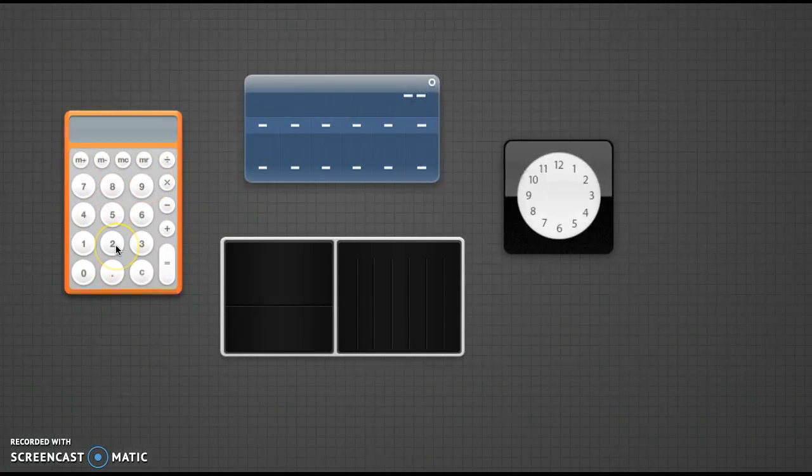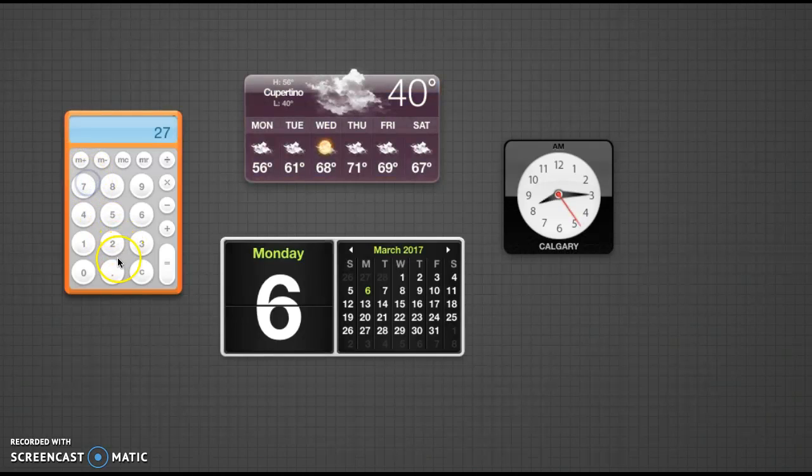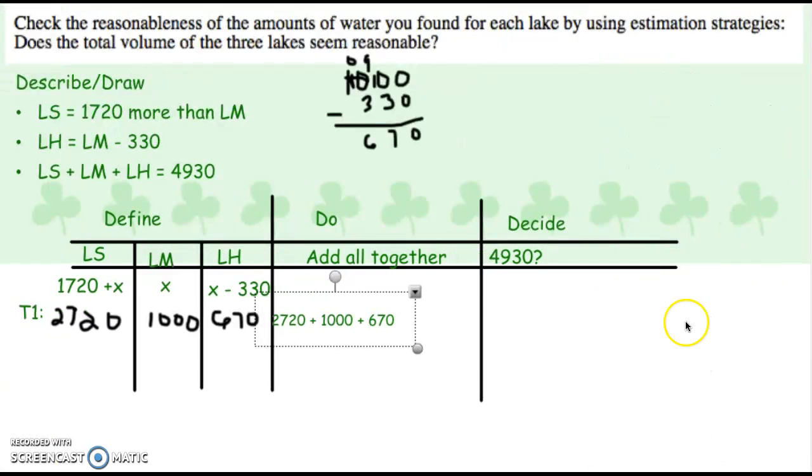So I have 2,720 plus 1,000 plus 670 equals 4,390. So we're pretty close there. Write that. 4,390. So we have all the right numbers.